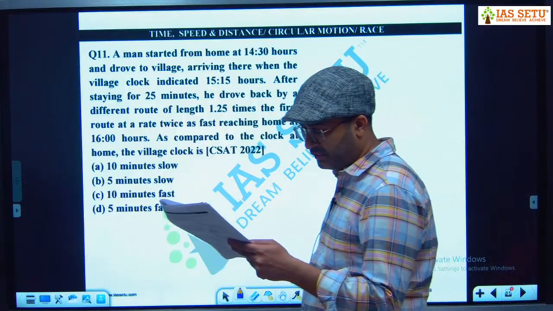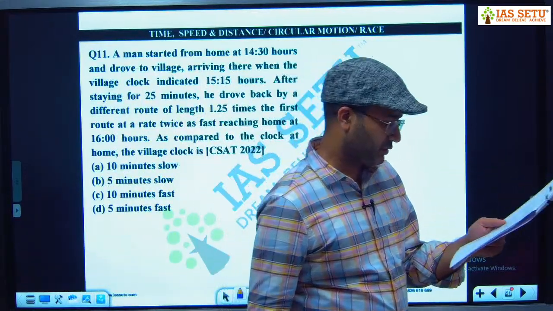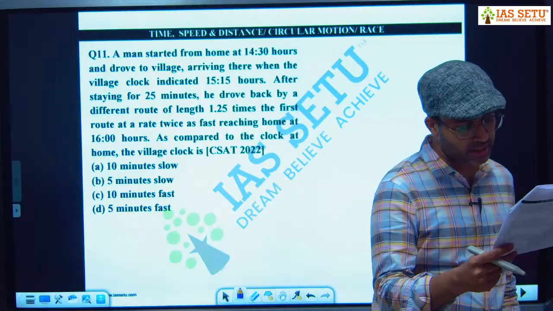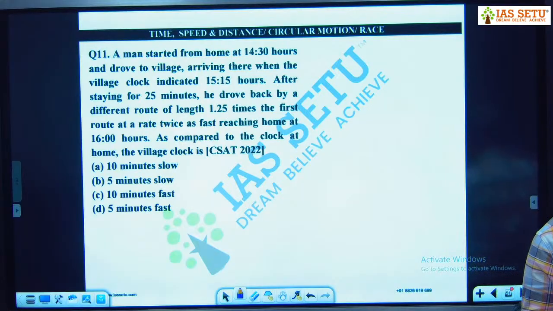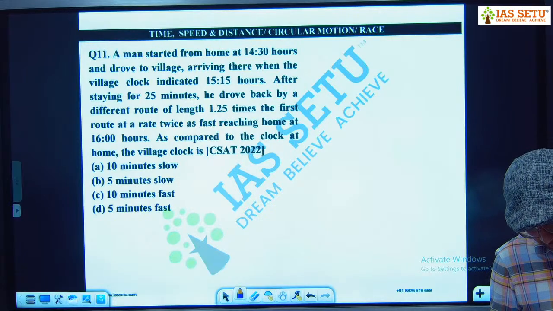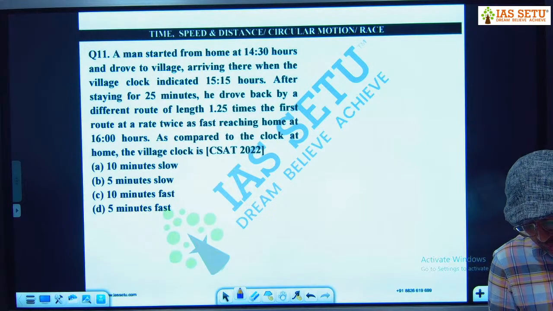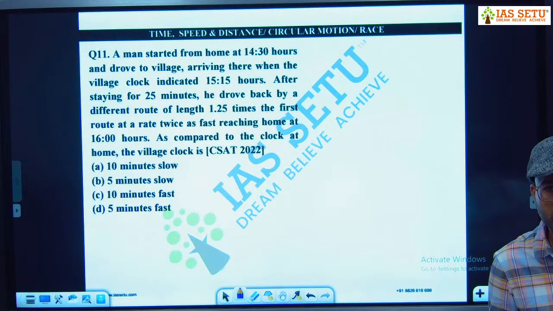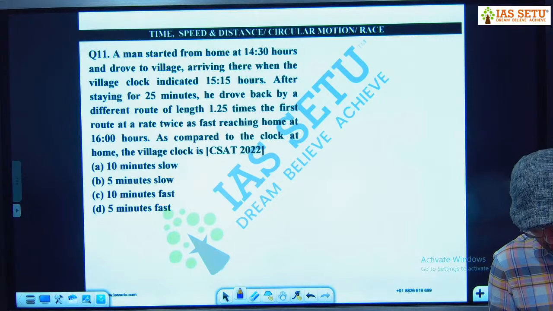A man started from his home at 2:30 and drove to a village, arriving there when the village clock indicated 3:15. It doesn't mean it is the correct time; he says the village clock showed 3:15. After staying for 25 minutes, he drove back by a different route of length 1.25 times the first route.